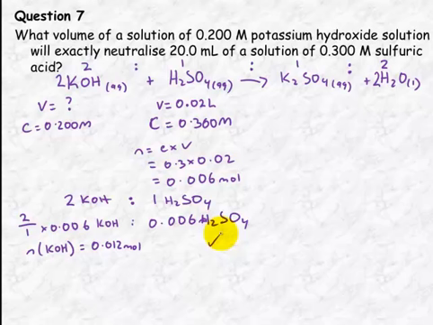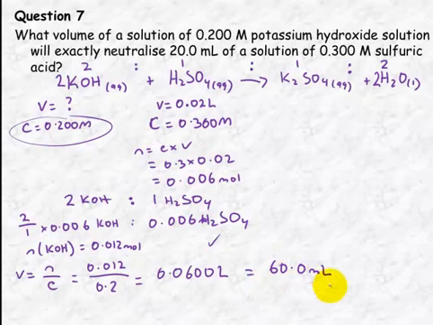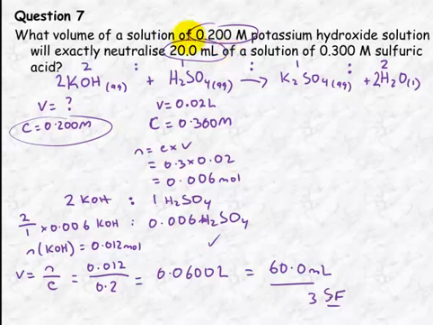Now that I've got n, I've got C up here, so I can work out that V equals n on C. Just a reminder, because I've written up here, that's what I'm looking for, which equals 0.012 divided by 0.2 equals 0.0600 litres, which equals 60.0 mL. Three significant figures, which is what the question has here, 3 significant figures and 3 significant figures.